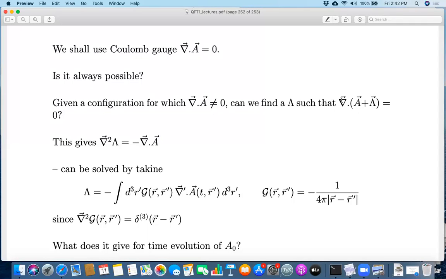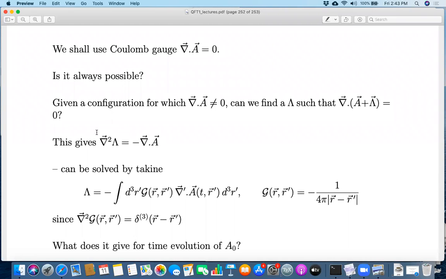So you have to make sure that it's possible to choose a lambda in such a way that the divergence of A plus gradient of lambda is 0. That, of course, is an equation that can be easily solved, because the equation takes the form gradient squared of lambda equals minus divergence of A. Is this clear what we are doing here? Basically, you want to make sure that given any A which doesn't satisfy the Coulomb gauge condition, it is possible to gauge transform it to a configuration which does, which means the divergence of A plus gradient of lambda must be 0. So this gives an equation for lambda.